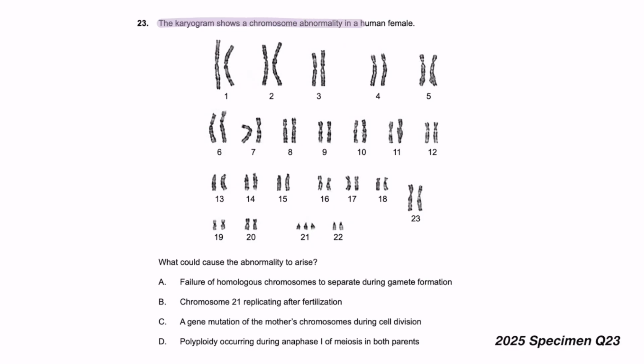The karyogram shows a chromosome abnormality in a human female. There are 3 copies of chromosome 21 in the karyogram. The reason for having an extra copy of a chromosome is non-disjunction. Chromosomes stick together and cannot be separated in meiosis when gametes are formed.